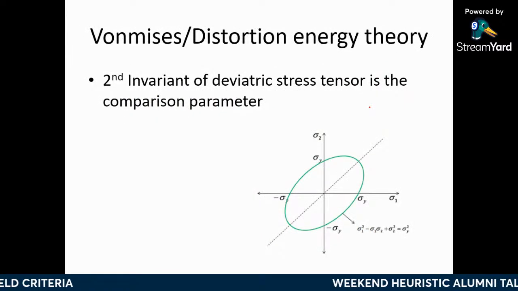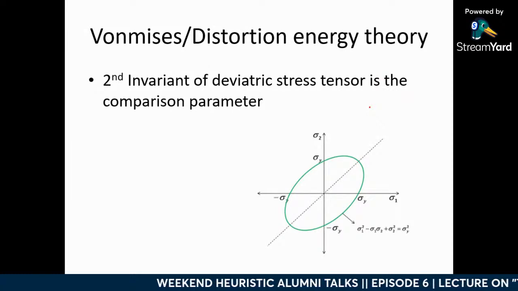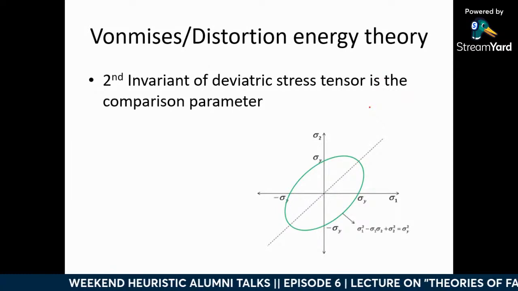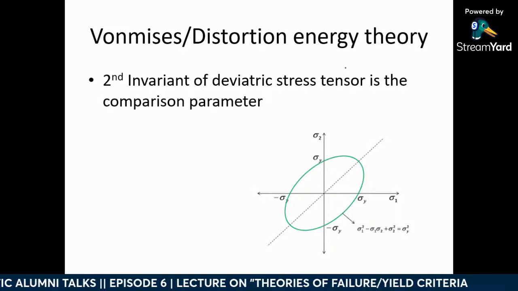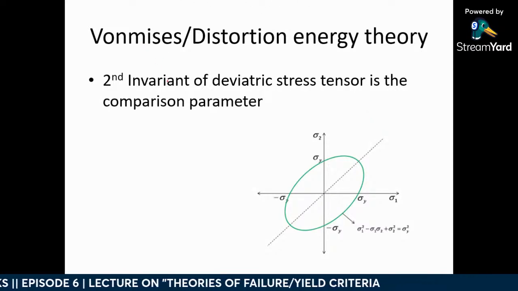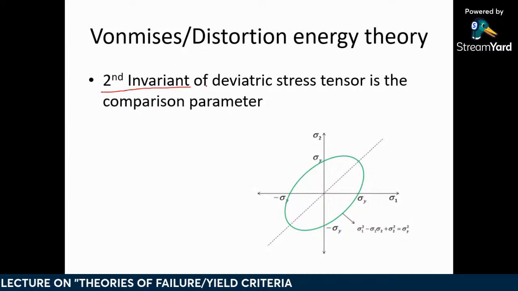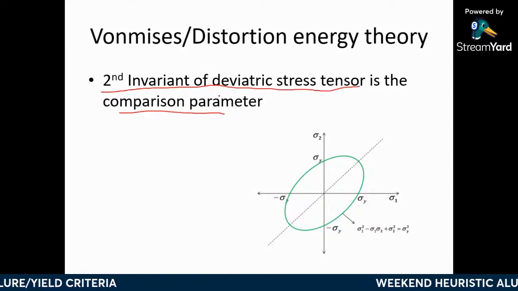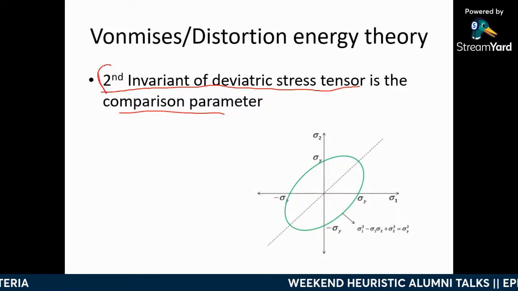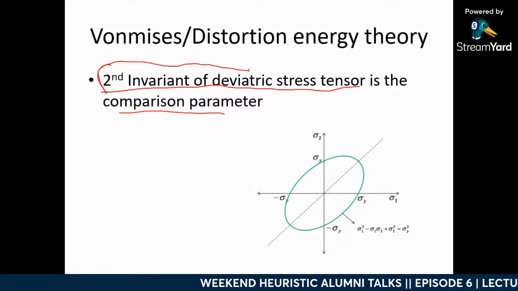Okay. So the next thing is the von Mises theory, or distortion energy theory. Here we'll take some time. What is the von Mises theory? What parameter is he using? He is using the second invariant of the deviatoric stress tensor. This is the parameter he uses to tell whether it is a successful design or a failure design.